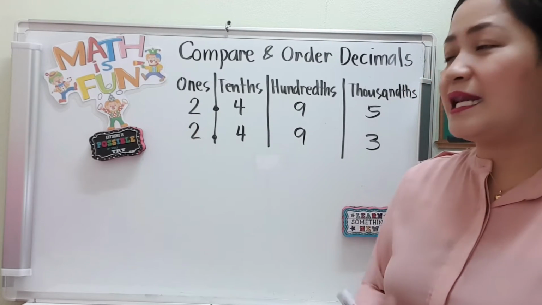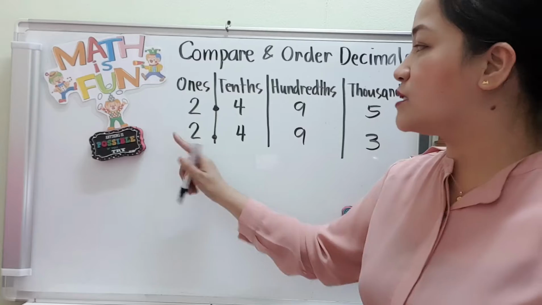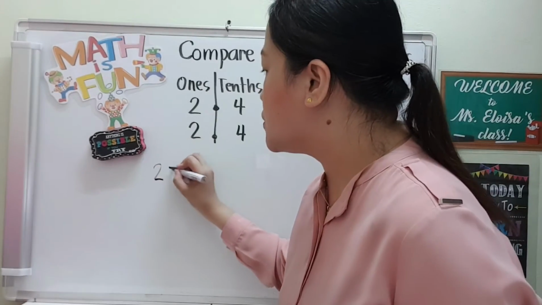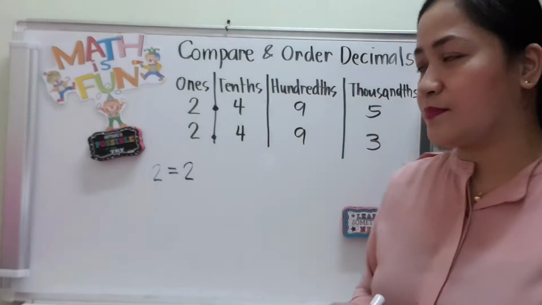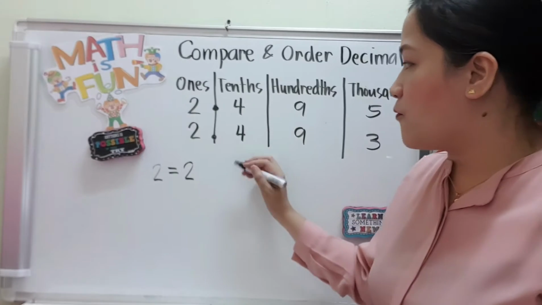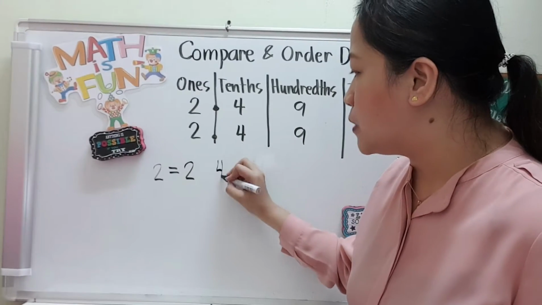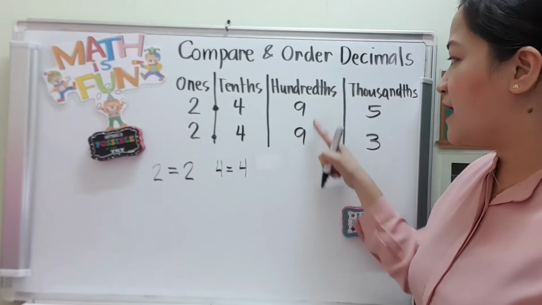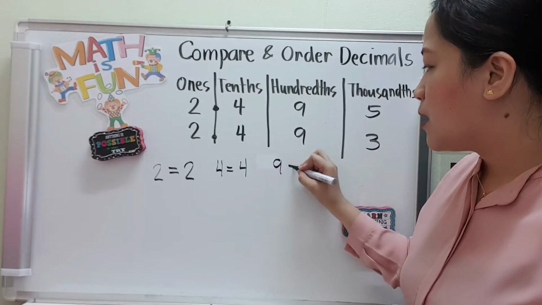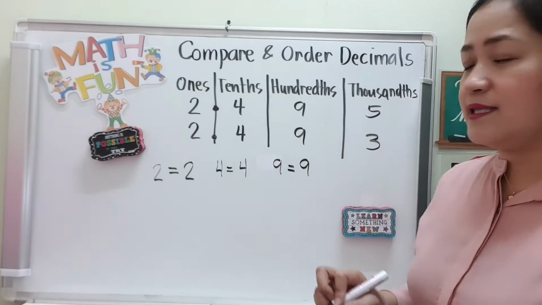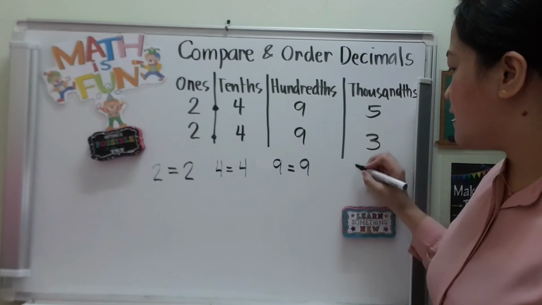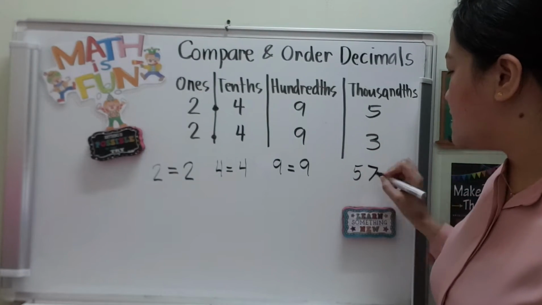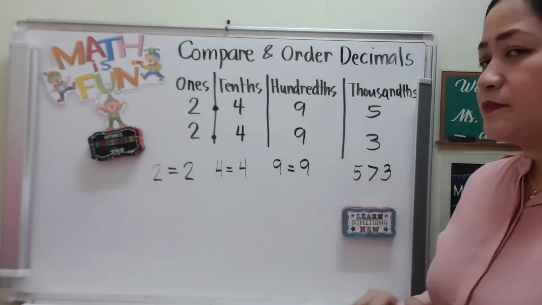So starting from the left, we have here 2 and 2, and 2 is equal to 2. The next digit is 4 and 4, and we know that 4 is equal to 4. And then we have 9 and 9. 9 is equal to 9. And we have 5 and 3. And we know that 5 is greater than 3.